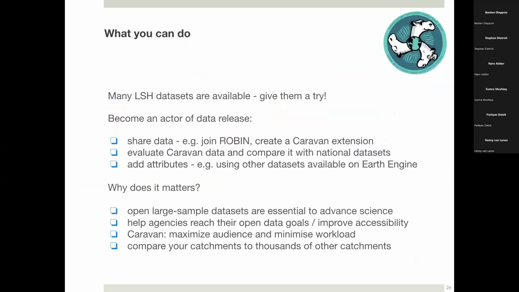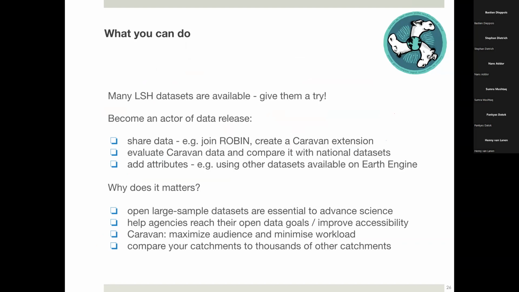And I'll just finish with one slide on what you can do. But first, as you've seen, there are many large sample data sets that are available. You might want to give them a try. They're actually quite fun to work with. You can become an advocate of open data. You can become an actor of data release. There are many things you can do. You can share your data. You can create your own data set, or you can decide to join Robin, or you can decide to create a Caravan extension.